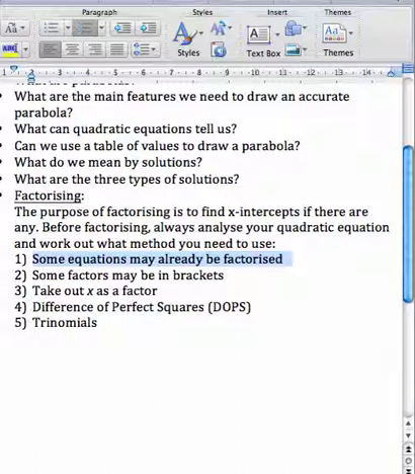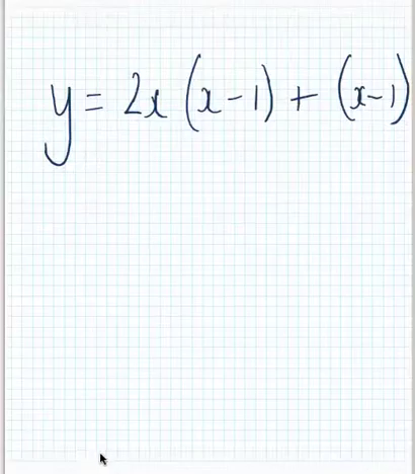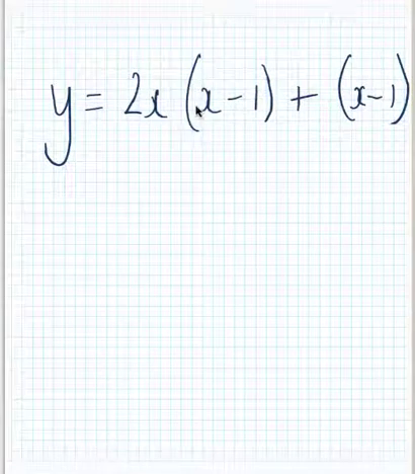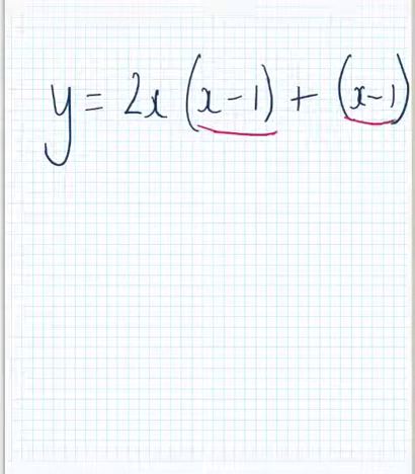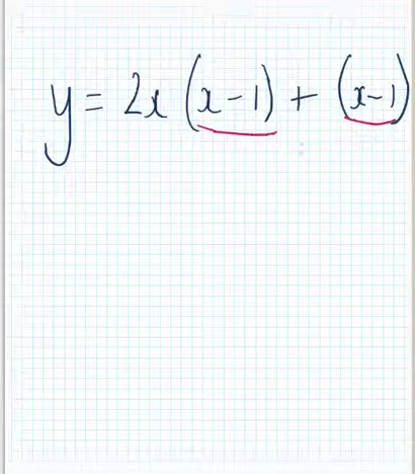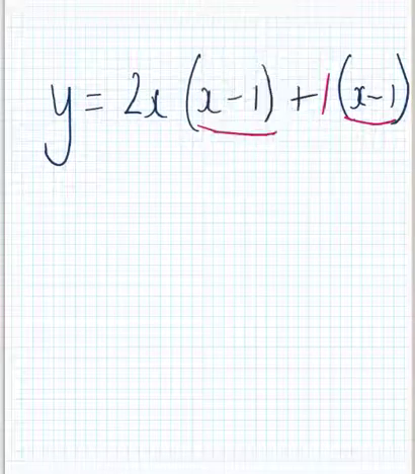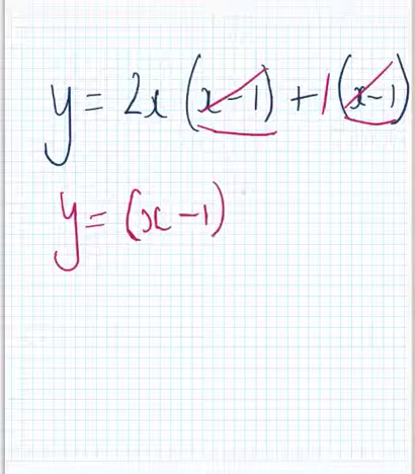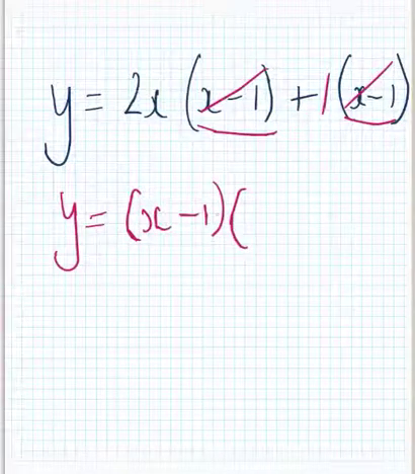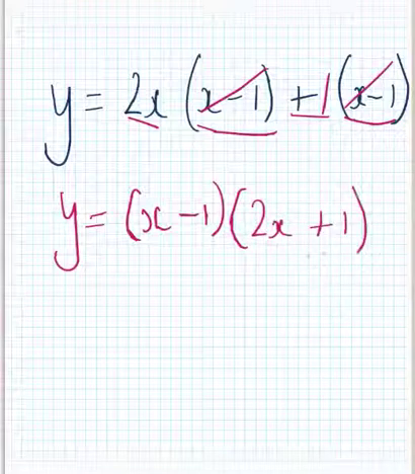Next one, some factors may be in brackets. So an example of that is, if you have a look at this quadratic equation, we can see the brackets here both show the same value, x minus 1 and x minus 1. So I can take them out as a factor. And if you remember, there's an invisible one here. So what we end up with is I take out my x minus 1 as a factor. And in the other bracket, I put in what's left. There's a 2x and plus 1. So 2x plus 1. And I've quickly factorized that.